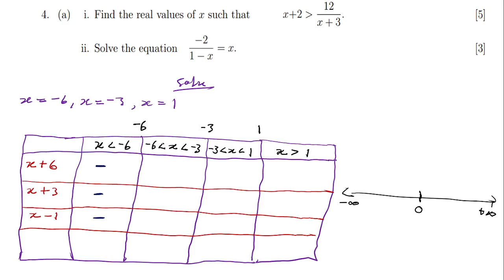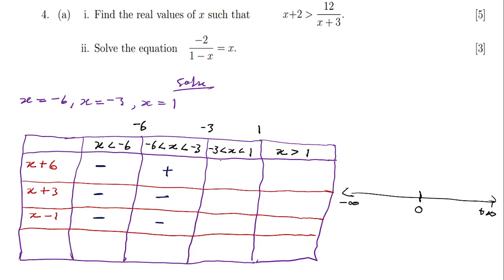Then you get a number which is between -6 and -3. A number which is between -6 and -3 is -5. -5 there, it's going to give you positive. -5 there, it's going to give you negative. -5 there, it's going to give you negative.